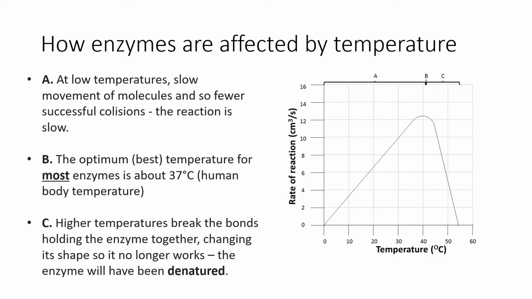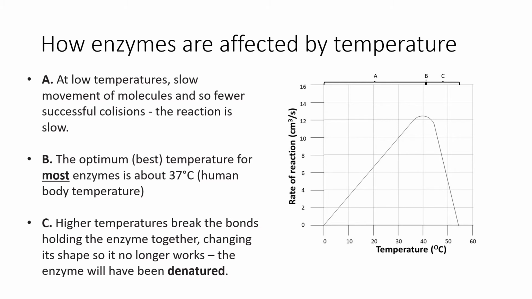Enzymes are affected by a number of different factors. The two main ones that we're going to look at are how enzymes are affected by temperature and how enzymes are affected by pH. When we look at temperature, there are three different sections. If you look at the graph, you can see part A, B, and C. Part A is between 0 and 40 degrees Celsius, and in part A, what you'll find is that the lower the temperature, the slower the rate of reaction. And as you increase the temperature, you will increase the rate of reaction.